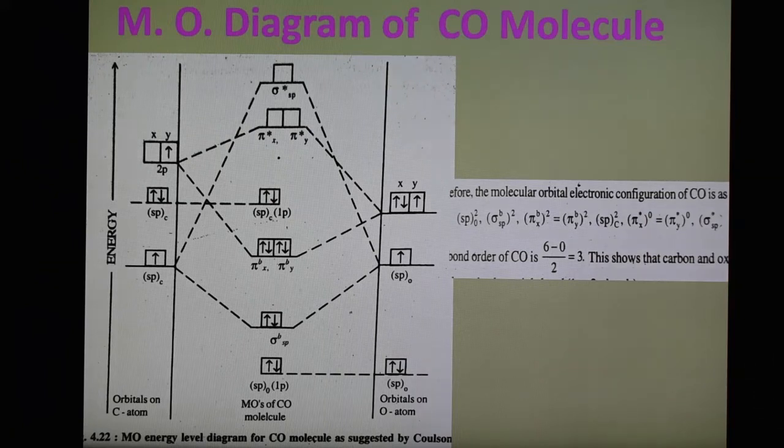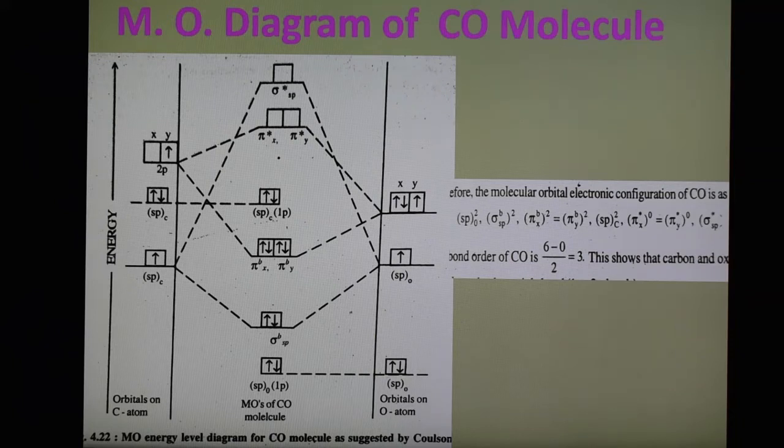So this is the MO diagram for CO and its molecular orbital configuration, and after that we can calculate the bond order for the CO molecule. The bond order is 3, which indicates that carbon and oxygen in the CO molecule are linked together by a triple bond, 1 sigma and 2 pi bonds.